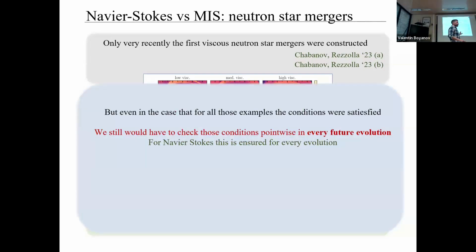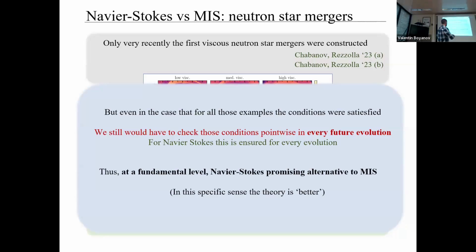I have shown you specific examples in which these inequalities are violated, and so well-posedness is not ensured. But even if in all current simulations these inequalities had been satisfied, we would still have to check these inequalities in every future evolution. However, if we use relativistic Navier-Stokes, this is satisfied for every evolution that we perform. So in this sense, at a fundamental level, Navier-Stokes is a promising alternative to MIS in which we do not have to perform these checks in every evolution. In this specific sense, I would say that the theory is better at a fundamental level.